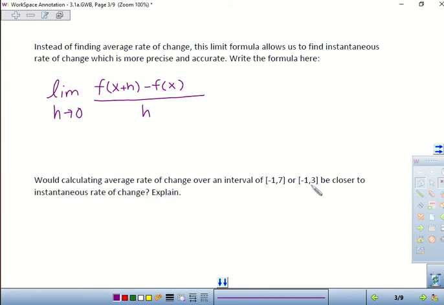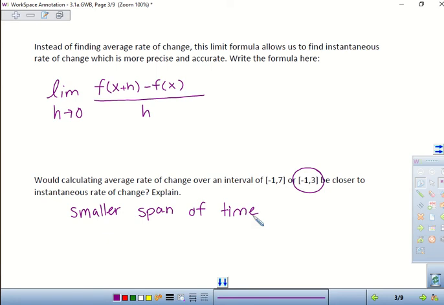1, 3, the second one, good. Because this one's going to give us less variance, right? So that's because it's a smaller... So instantaneous is at that exact point, but we can get close with average rate of change.